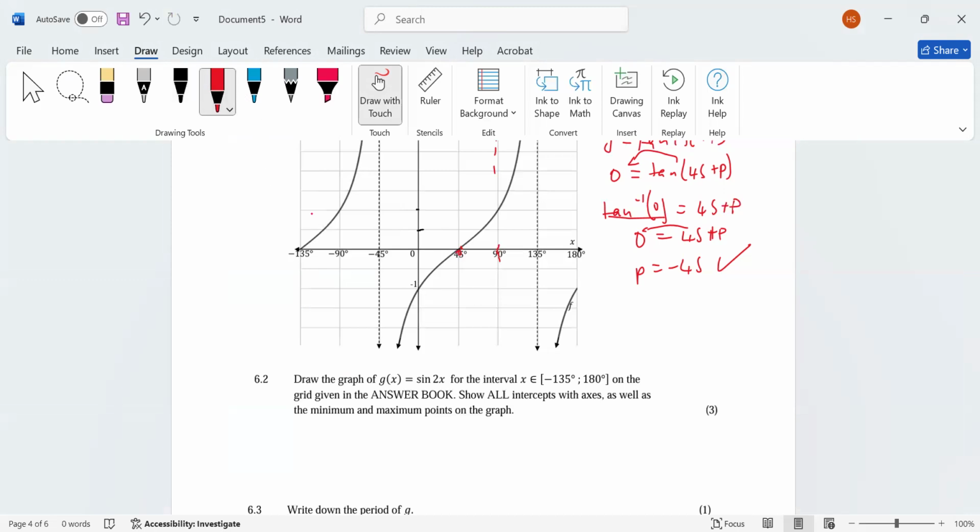Use red. Okay, minus 90 is 1. What is 90? It's 0. Minus 45 is negative 1. 0 is 0. 45 is positive 1. 90 is 0. 135 is negative 1. 180 is 0. And then you connect the dots.